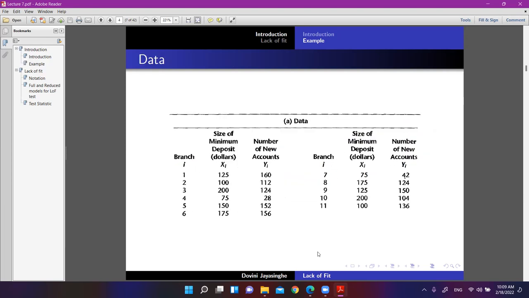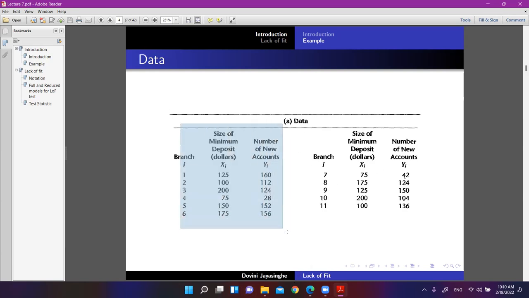So our sample size is 11. They have come up with 11 branches of the particular commercial bank, right? So here's the size of the minimum deposit in dollars. So it's the amount, right? And number of new accounts. So in this branch, they have to maintain a minimum deposit of $125, and the number of new account holders is 160. Just because this slide is not enough to put it all down like that, I have split it into two parts.